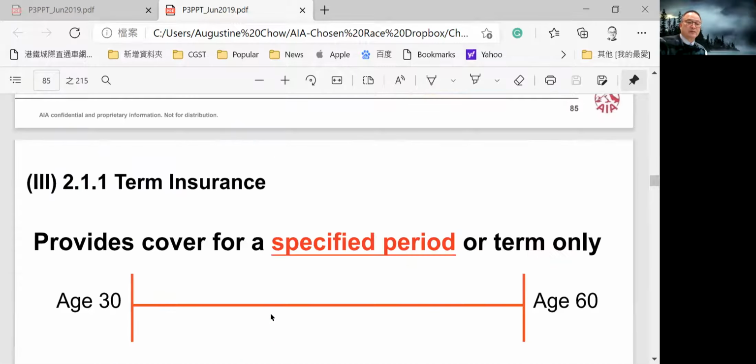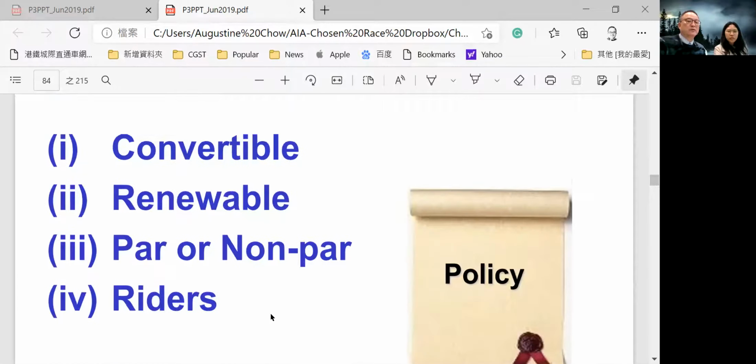Convertible is easy, right? It can be convertible, renewable, par, non-par. It can be a rider. Do you know what a rider is? An additional policy you attach to a main policy. Let's say you have a medical policy, but you also have hospital benefits as a rider, or personal accident as a rider. The benefit is that it's considered one contract, tightly together. You cannot stop a rider.